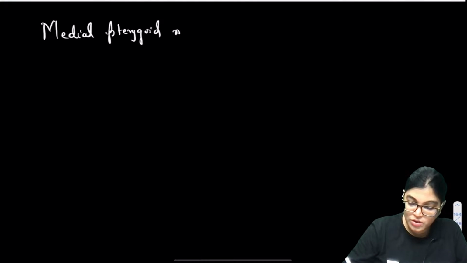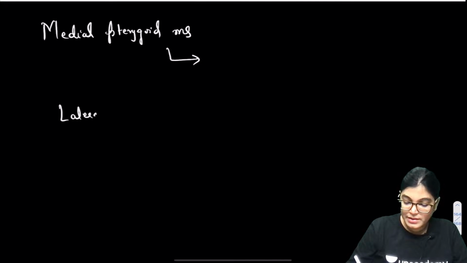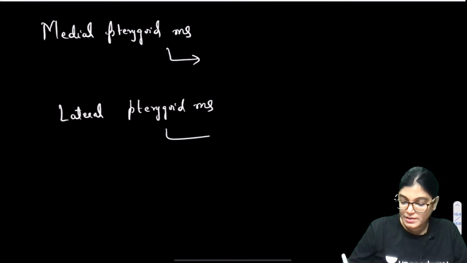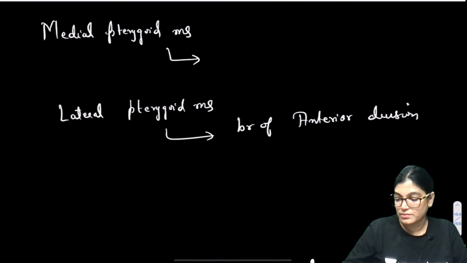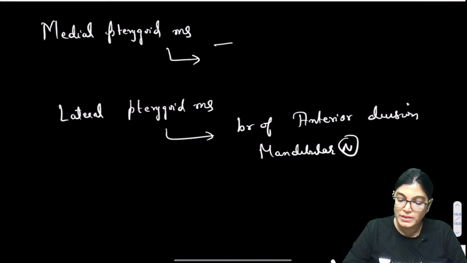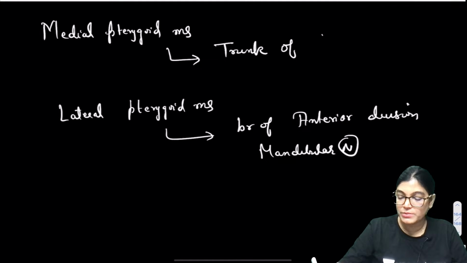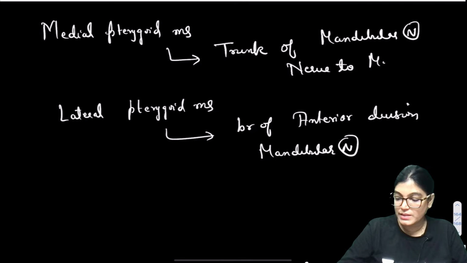Medial pterygoid muscle, its origin and insertion are done. Now the nerve supply. Lateral pterygoid muscle is supplied by a branch of the anterior division of mandibular nerve, and when we talk about medial pterygoid muscle, it is a branch from the trunk of mandibular nerve, and the name of that nerve is nerve to medial pterygoid.